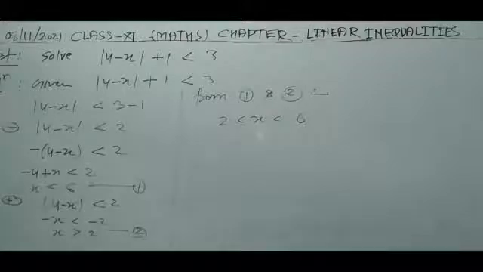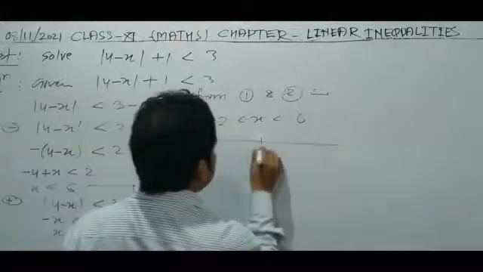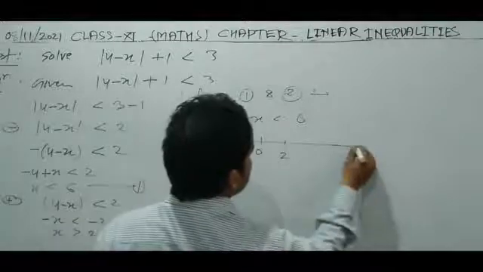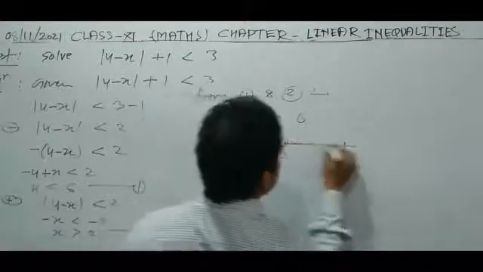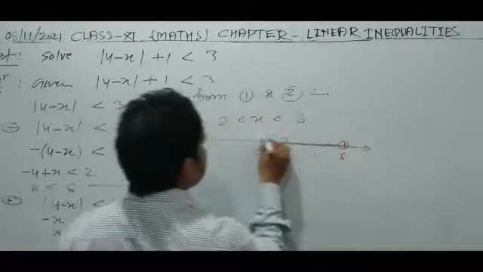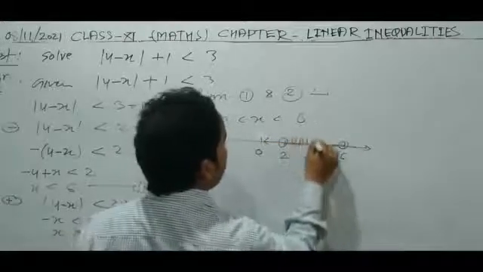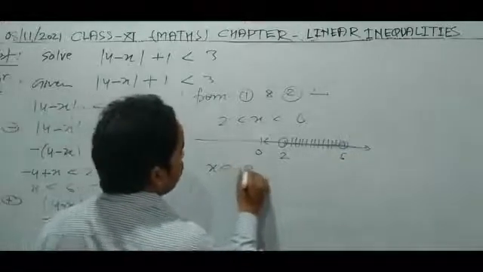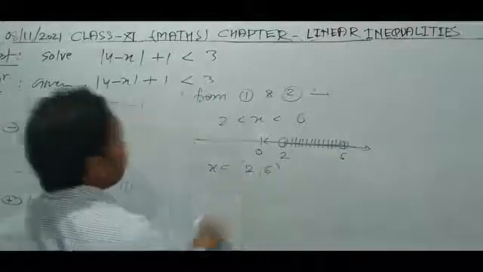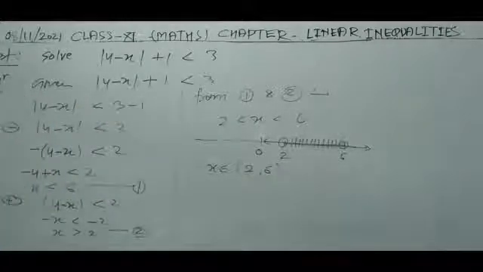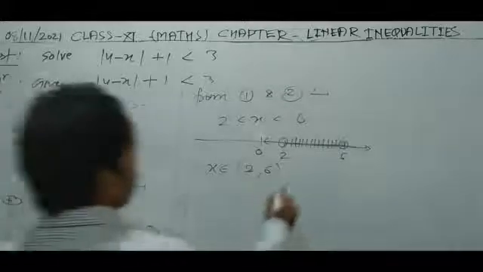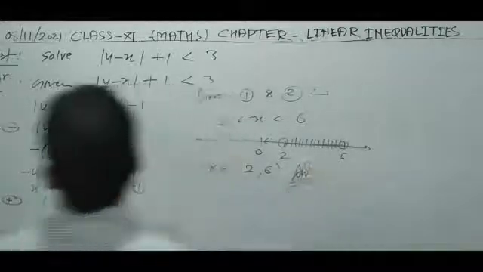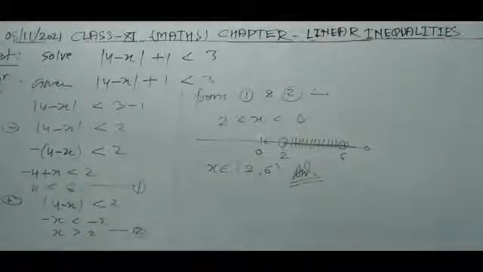What will be the solution on number line? So this is the number line, this is 2 and this is 6. So greater than 2 and less than 6. Means x belongs to 2 to 6 in open interval. See, now this is the answer. Now I will come to the next question.